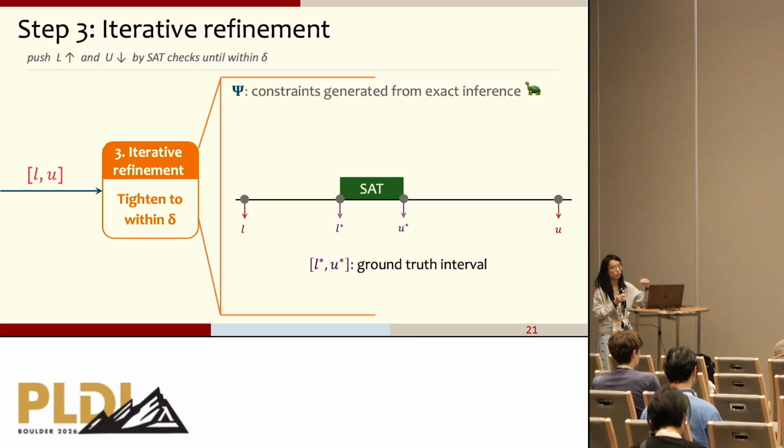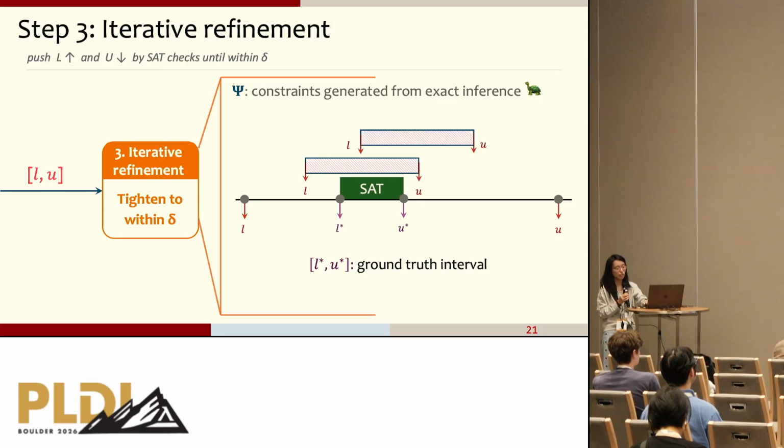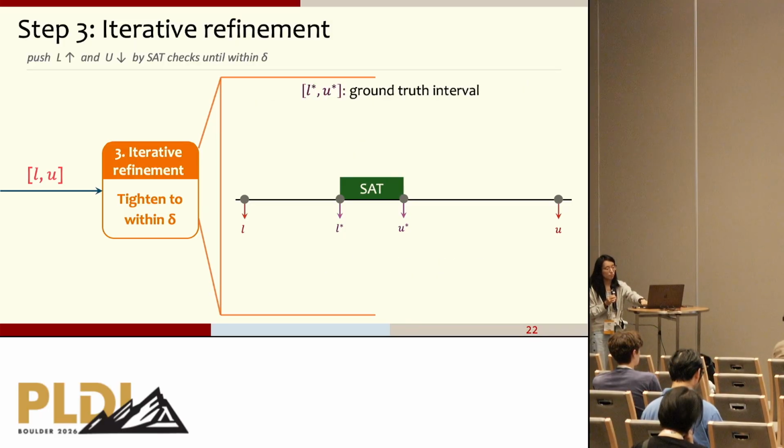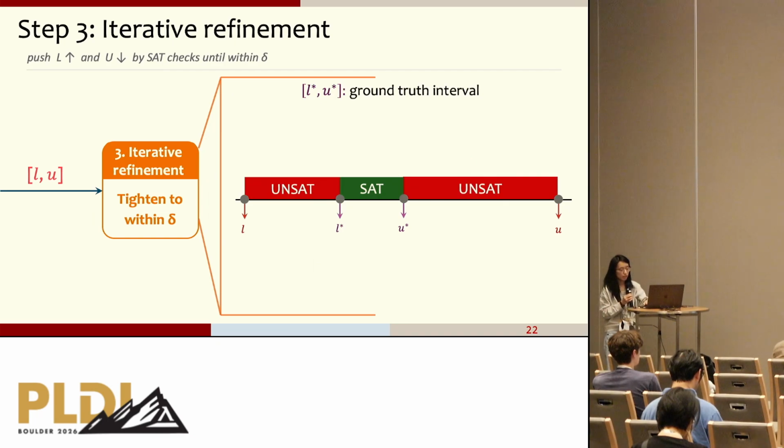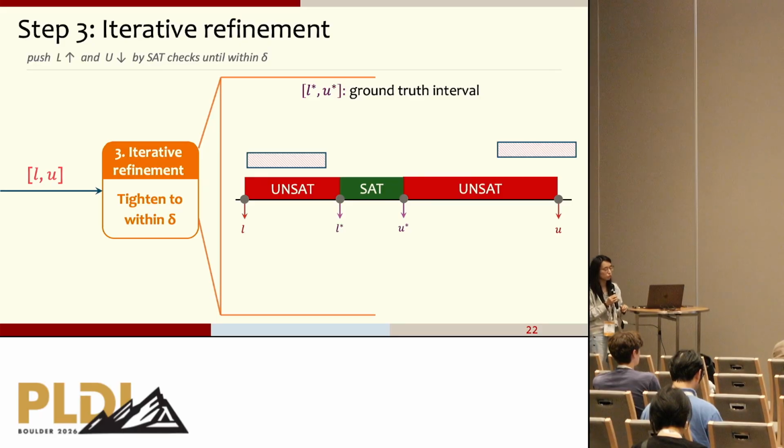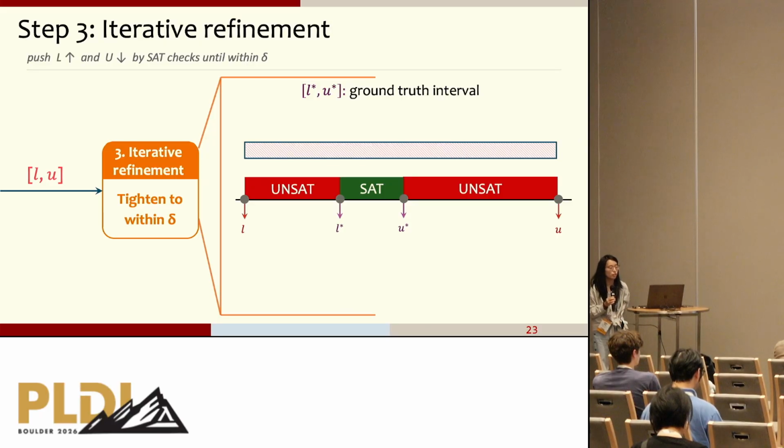Phi is generated from the exact inference. And then any interval that is intersecting with this green region would be set, and the remaining regions are actually unset. So if you happen to have an interval that is disjoint from the green region, it would also be unset. Okay, so let's start from the interval we computed from step 2. We want to gradually increase the lower bound and decrease the upper bound until at some point it is within the delta distance from the ground truth intervals.